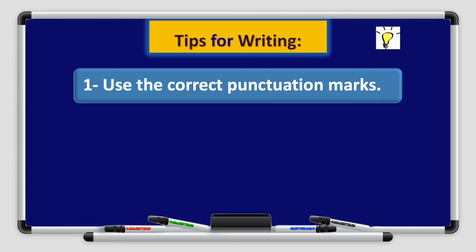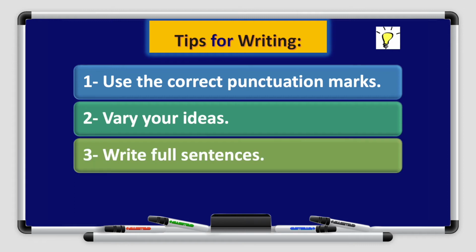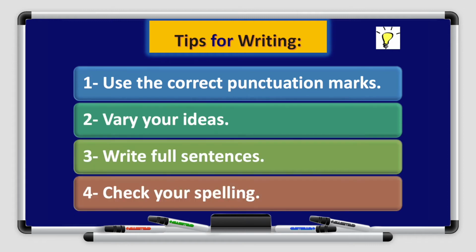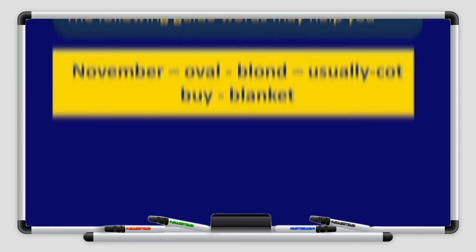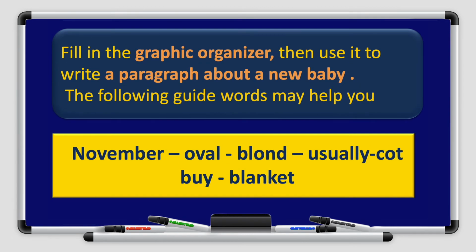Tips for writing. Number 1, use the correct punctuation marks. Number 2, vary your ideas. Number 3, write full sentences. And number 4, check your spelling. Now let's move on to the graphic organizer. Fill in the graphic organizer, then use it to write a paragraph about a new baby. The following guide words may help you: November, oval, blonde, usually, cut, buy, and blanket. Again, I will read the guiding words for you.